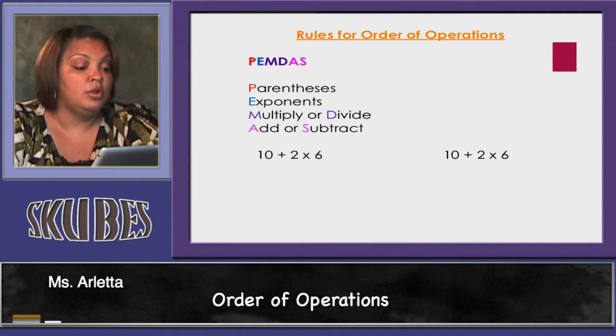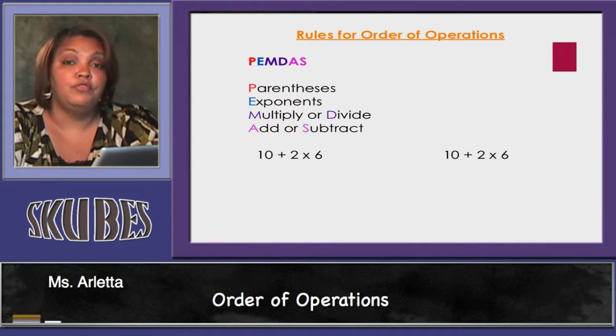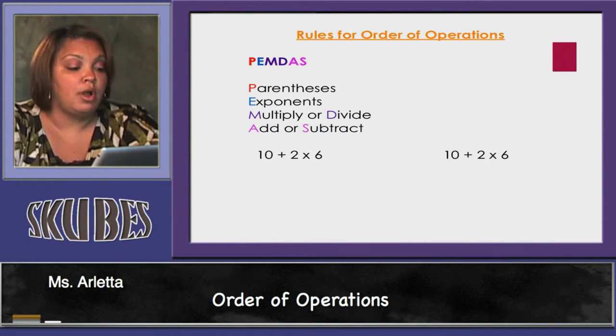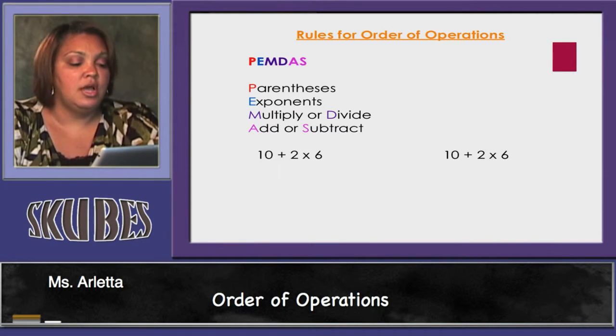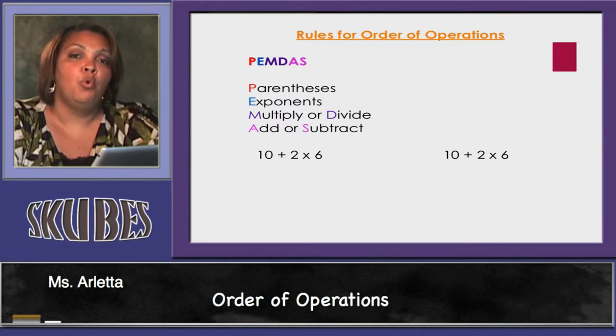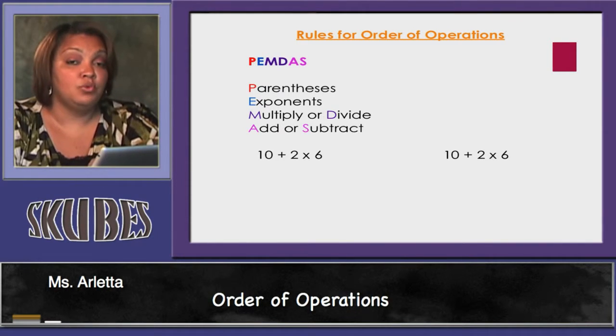The second thing you would look for is a number that has an exponent. The third thing that you would look for in the problem is a multiplication symbol or a division symbol. And the fourth thing you would look for is adding or subtracting. You will notice that for multiplication and division, I did not put them one word underneath the other. I put them side by side, and there was a reason.